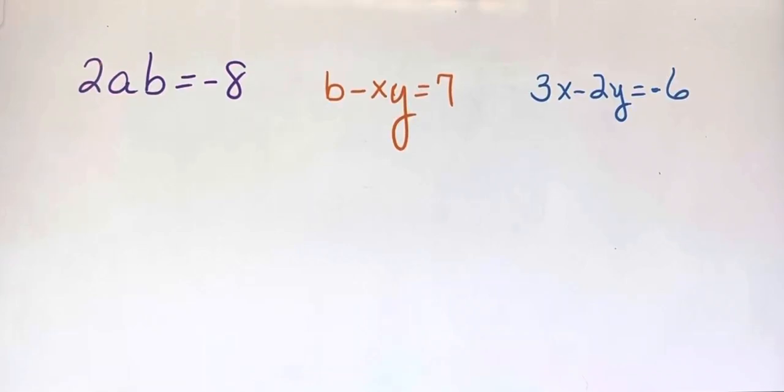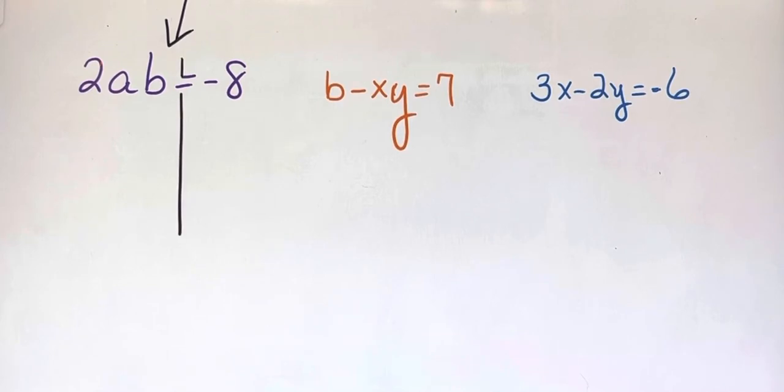Let's talk about solving literal equations. Literal equations are equations with multiple variables. In this first problem, 2ab equals -8, we're going to solve for b. So I need to get that b alone on one side of the equal sign.